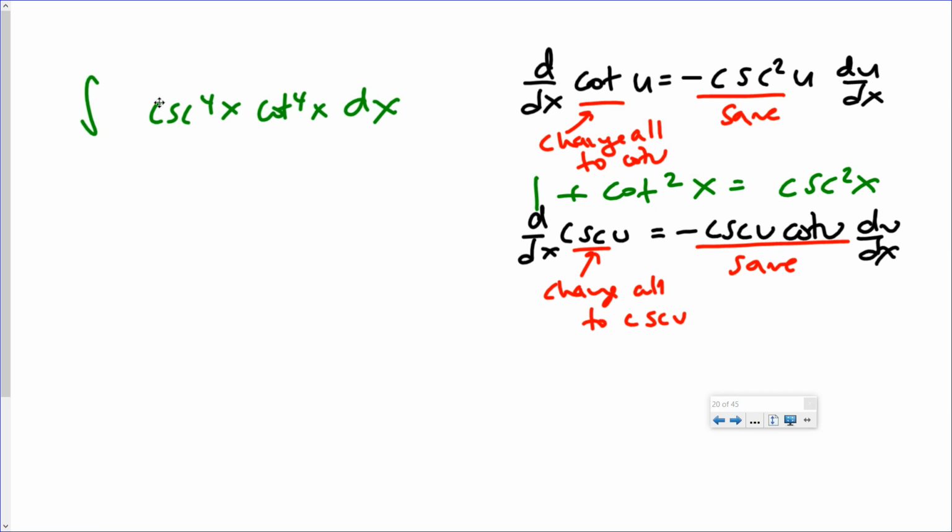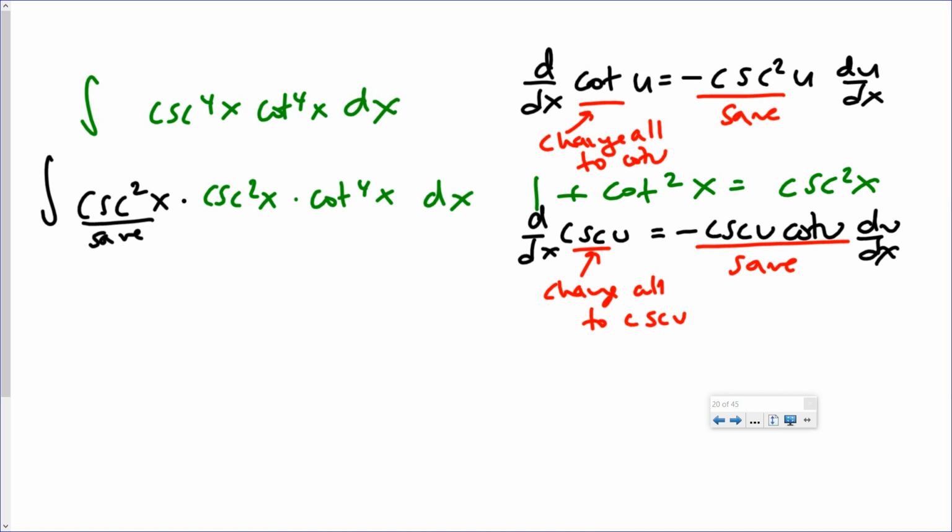Now you tell me, would you rather save a cosecant squared or would you rather save a cosecant cotangent? Look at the problem. I think the cosecant squared might be a little bit easier to save, but you could try the other way and see if it works. So I'm going to save a cosecant squared x. What I have left over is cosecant squared x times cotangent 4x dx. What does save mean? It means don't remultiply it with anything.